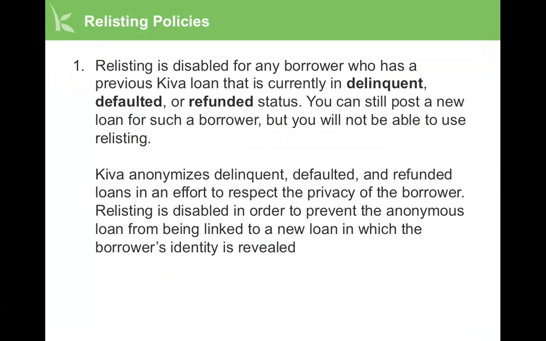Now that we have seen how to relist a loan, here are 2 important policies to keep in mind. Relisting is disabled for any borrower who has a previous loan that is currently in delinquent, defaulted, or refunded status. You can still post a new loan for such a borrower, but you will not be able to use relisting. Kiva anonymizes delinquent, defaulted, and refunded loans in an effort to respect the privacy of the borrower. Relisting is disabled in order to prevent the anonymous loan from being linked to a new loan, in which the borrower's identity is revealed.